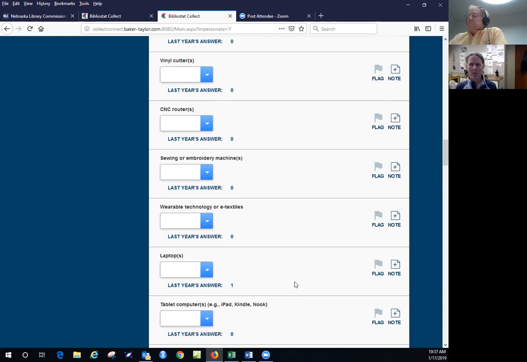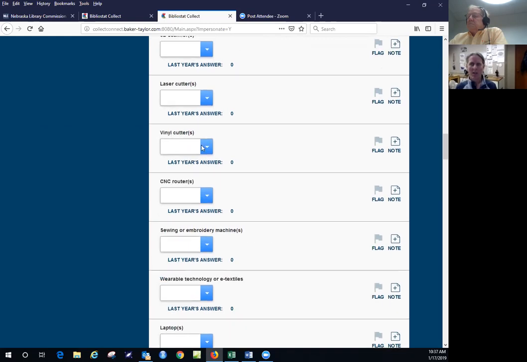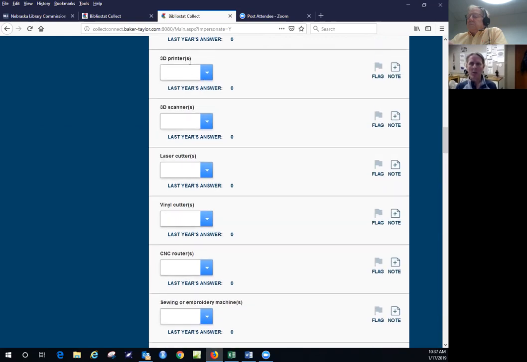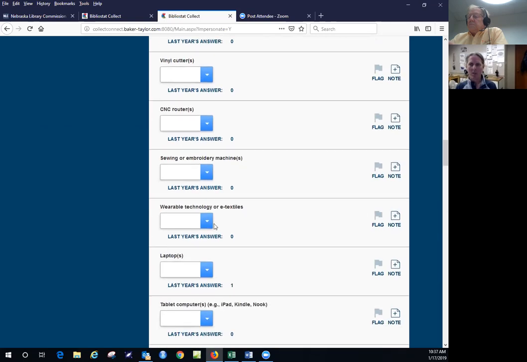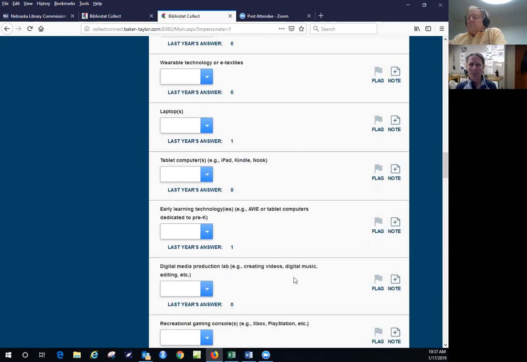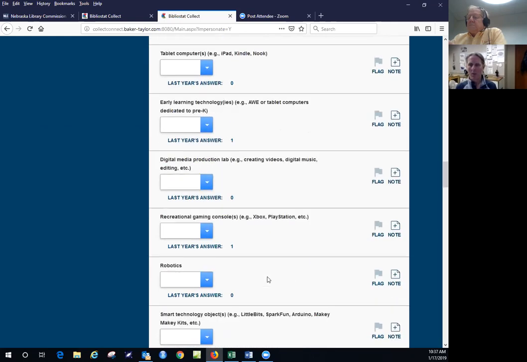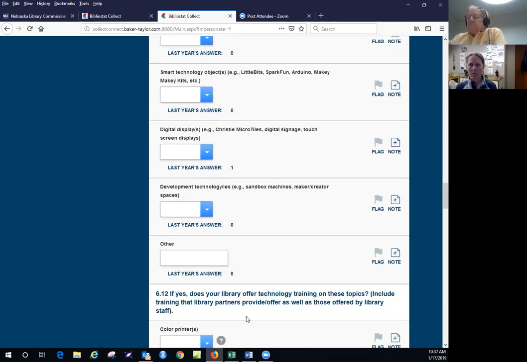Are any of you Innovation Studios libraries? If any of you are, and you're getting that equipment during the grant period, you wouldn't report it here. This is only stuff that you'd have permanently in your library. So if you're part of that temporary rotation, these would all be no unless you had it permanently installed in your library. So keep that in mind.